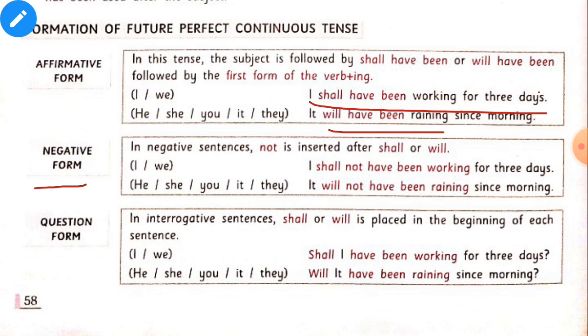And the question form, in the question form, shall or will is placed in the beginning of each sentence, children. You can read this example. Shall I have been working? Will it have been raining since morning?